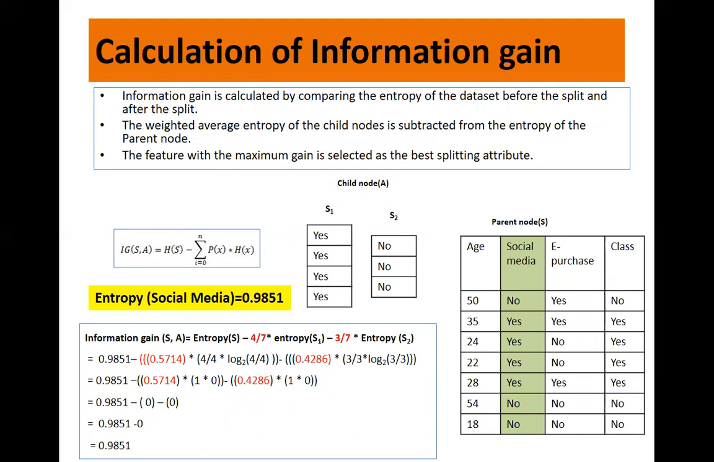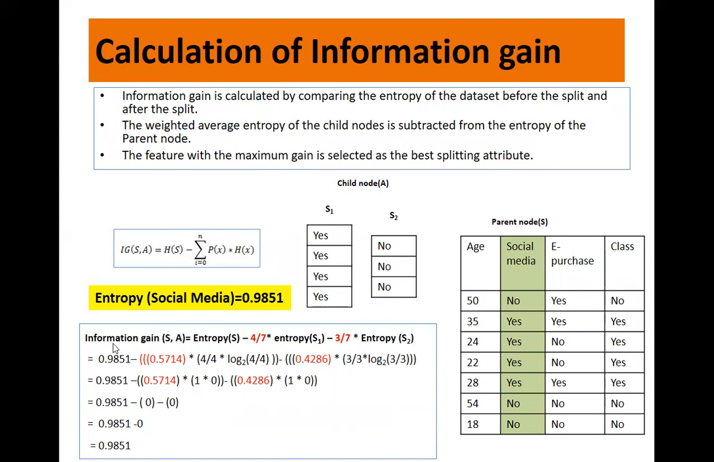Let us select social media as a parent node, and we split it into S1 and S2. In the S1 node, you have all the samples with the class label yes. In the S2 node, you have all the samples with the class label no. And we already calculated the social media entropy in the previous slides. That was 0.9851. You can scroll back and check it out.